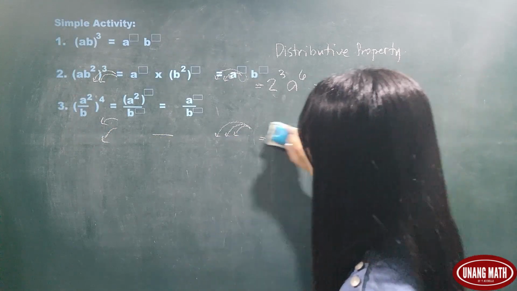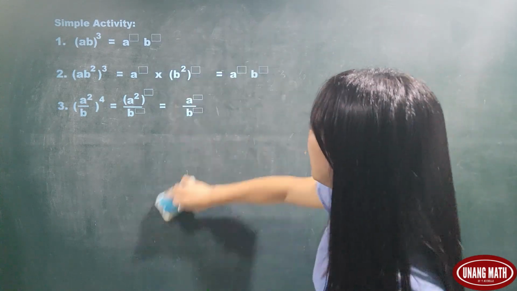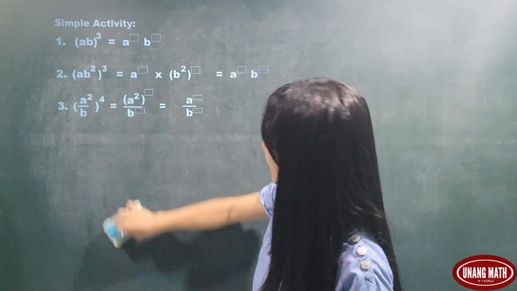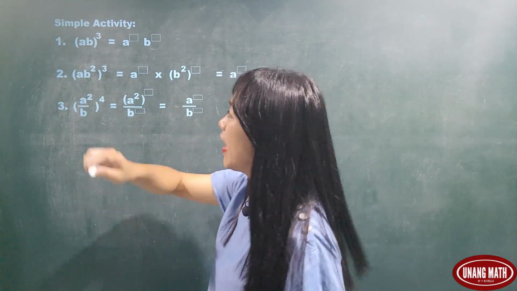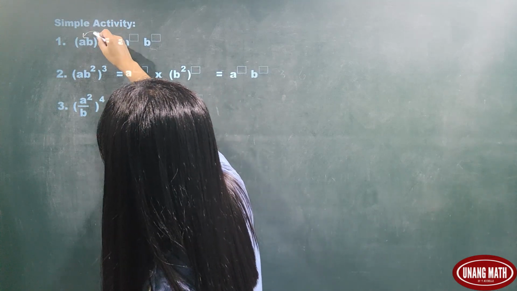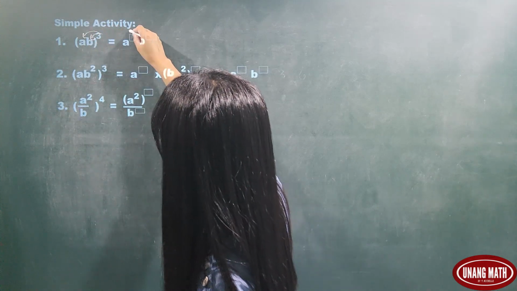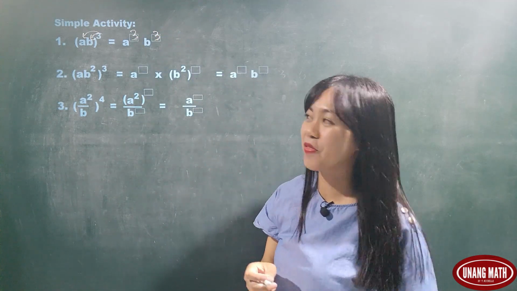Okay, let's try this simple activity. The first one, we have (ab) inside the parenthesis, and it's raised to the power of 3. So we will distribute this exponent 3 to a and b. So we have a raised to the power of 3, b raised to the power of 3.